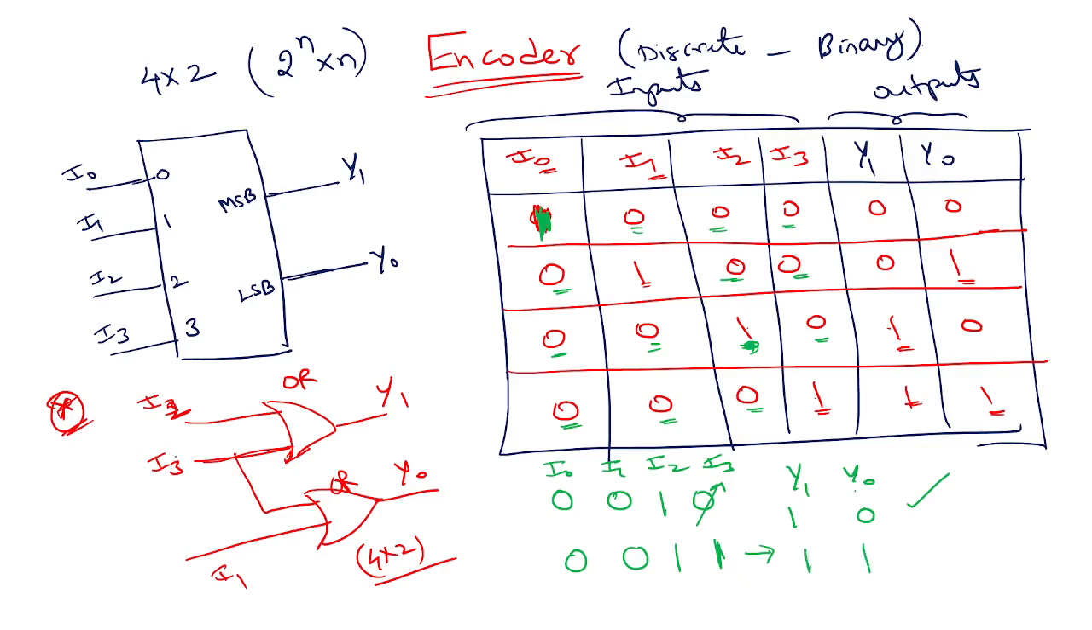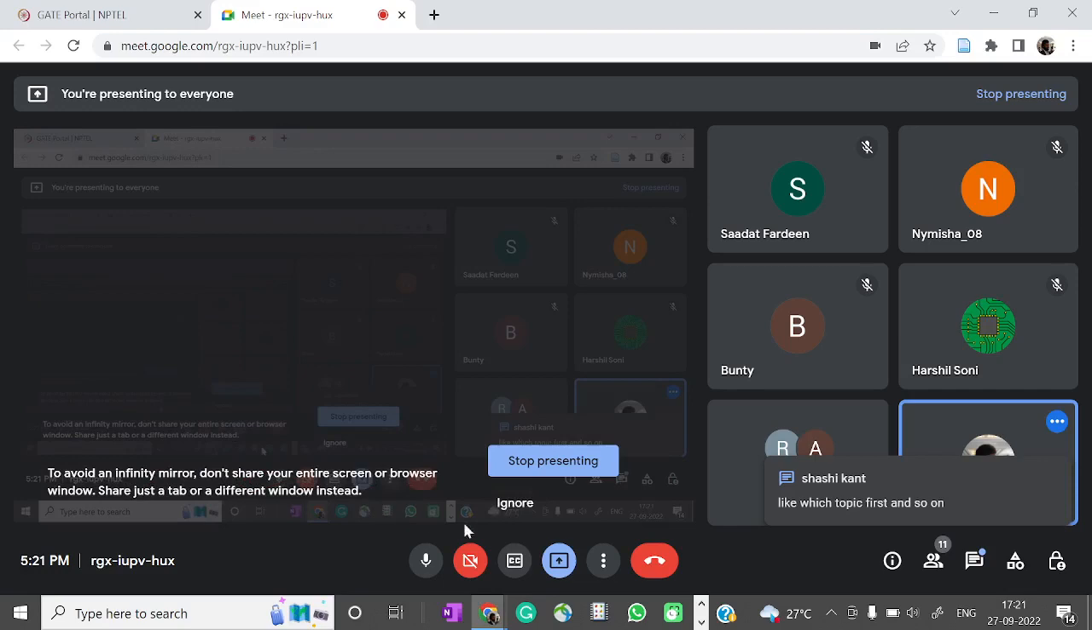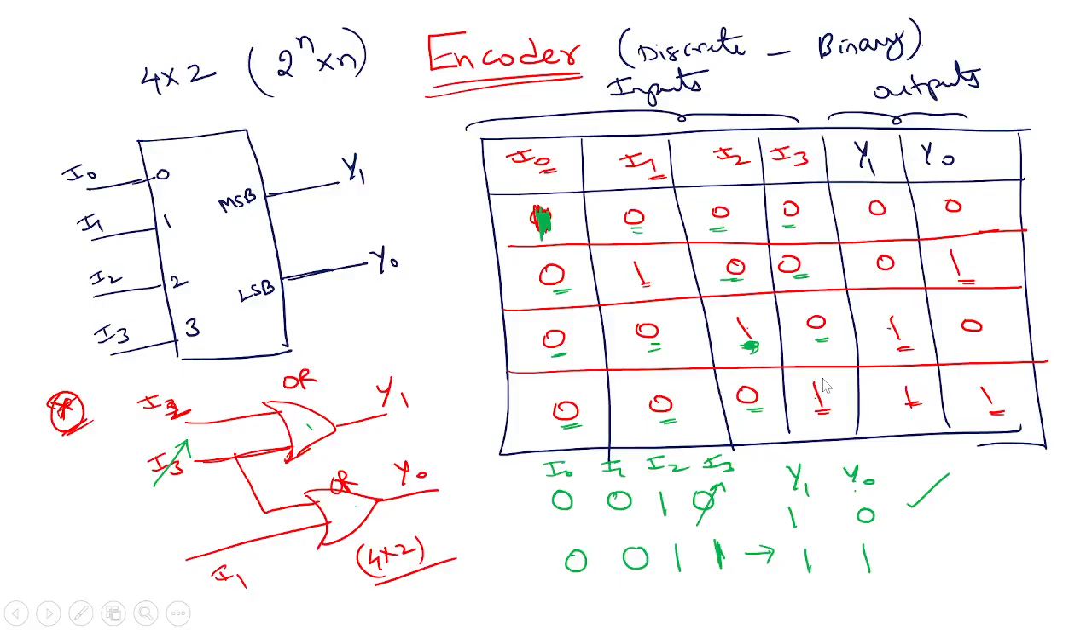Because I3 got corrupted, these gates don't know. These gates perform their job, but I3 got corrupted in the process. Because of that, the result got corrupted. Are you getting it? Right? So using a normal encoder like this is a very, very tedious job.